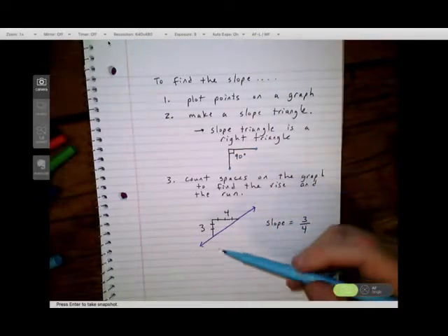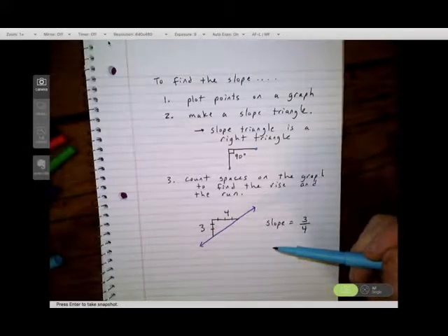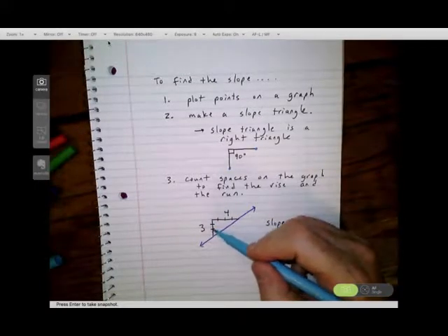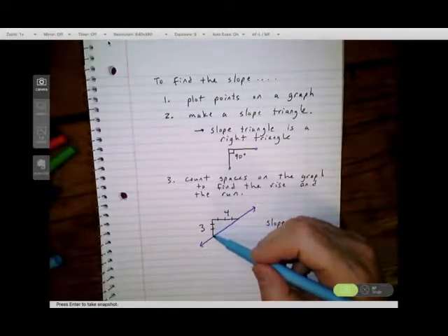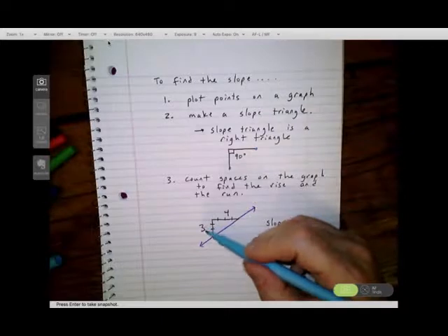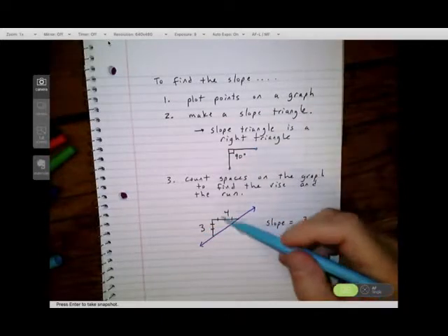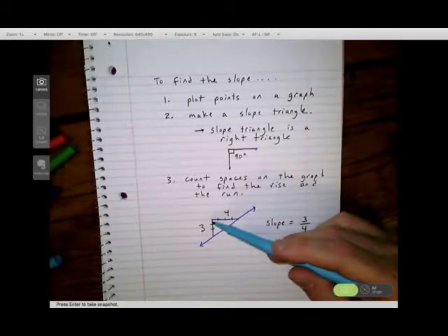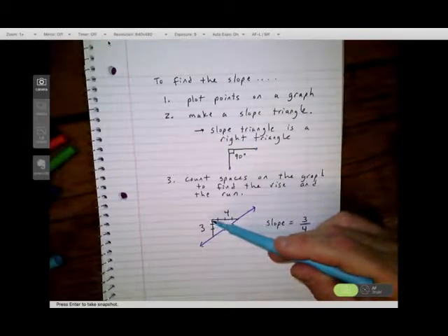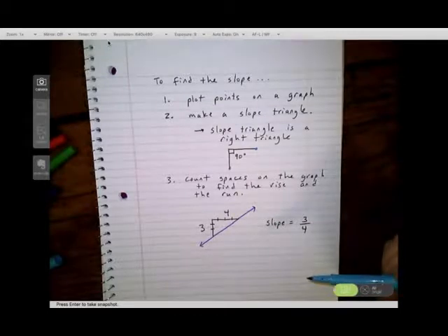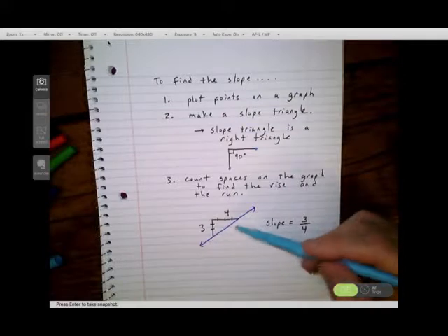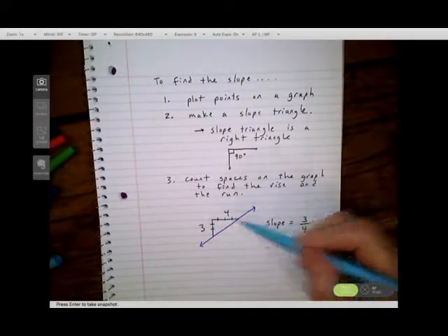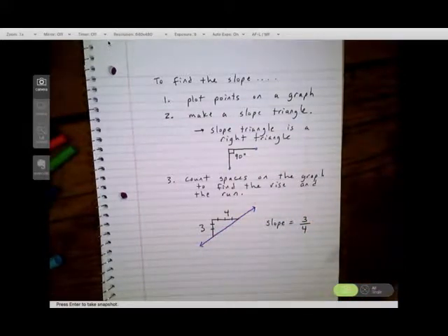Once you make the slope triangle, you count the spaces on it to find the rise or the run. You don't want to count the little marks on the graph. You count the spaces. So here, look, we got 1, 2, 3 spaces. So that's the rise. Okay, that's the vertical change. And the run is 1, 2, 3, 4 spaces. So it's 3 over 4. Rise 3 over run 4. Rise over run. Okay, so again, plot the points. Make your triangle, count the spaces to find the rise and the run, and you're all done.